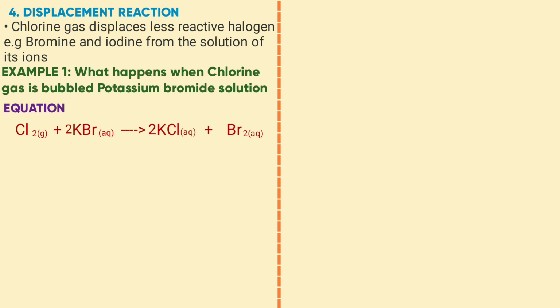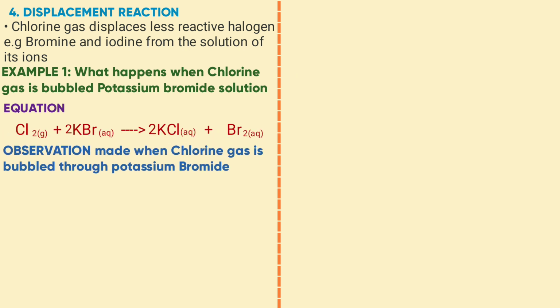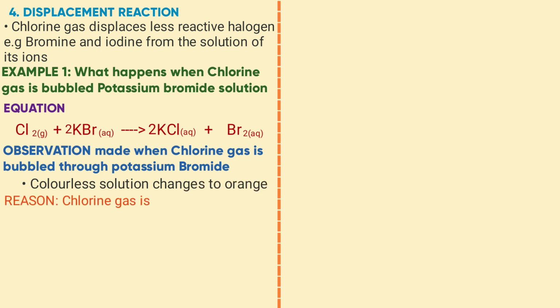Now the observation made when chlorine is bubbled through potassium bromide solution: the color of the solution changes to orange. Reason, chlorine is more reactive than bromine, hence it displaces it from a solution of its ions.